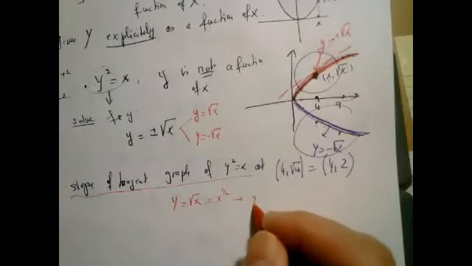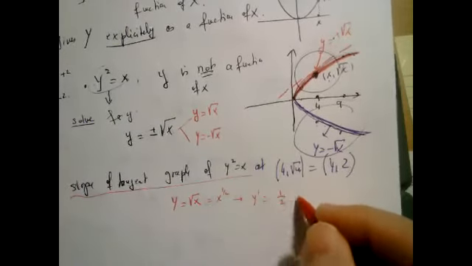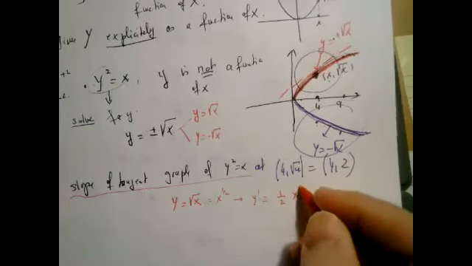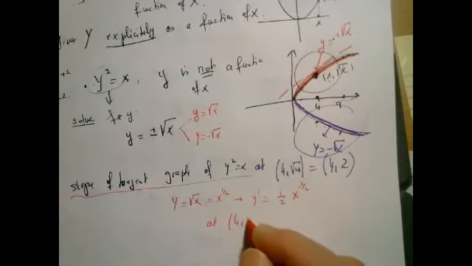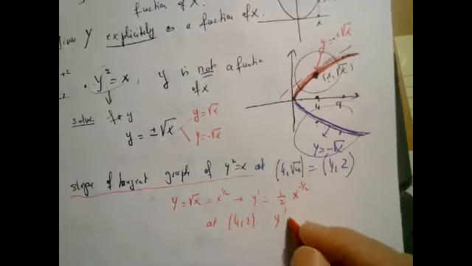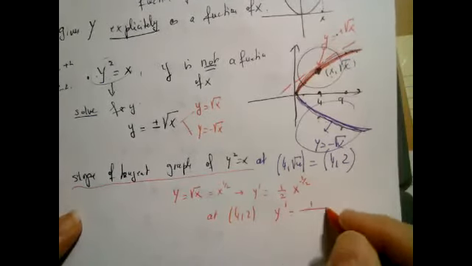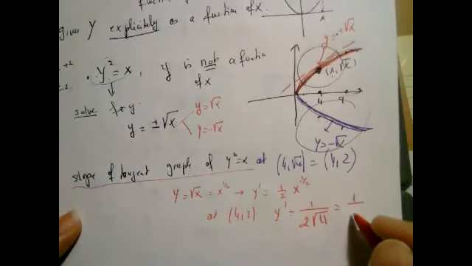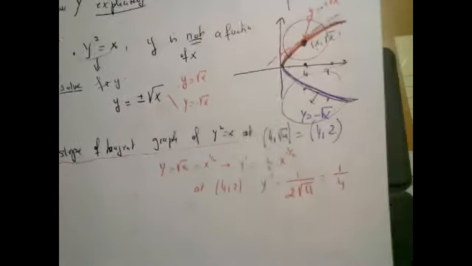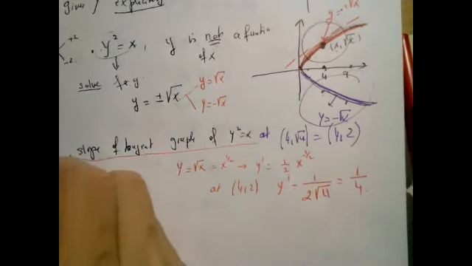So I'd say, okay, y prime is a half x to the half minus 1. So at the point (4, 2), the slope is going to be 1 over 2 times the square root of 4, which is 1 over 4. Okay?